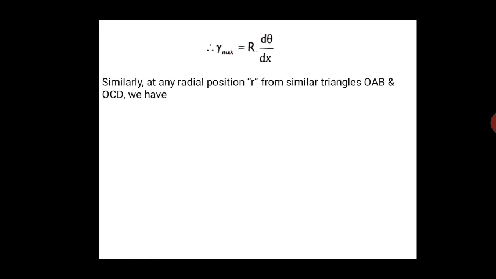Similarly, at any radial position or distance small r, from similar triangles OAB and OCD in the sketch, we have the shear strain gamma is equal to r into d theta by dx, where d theta is the change in the angular twist, that is theta 2 minus theta 1, and so gamma is equal to r by L into theta 2 minus theta 1. Let us consider this as equation 1.